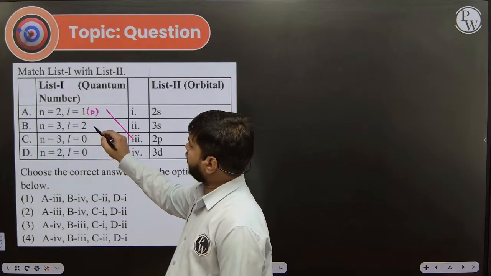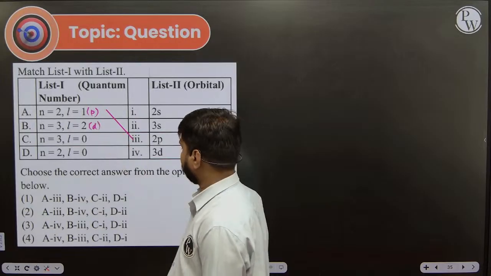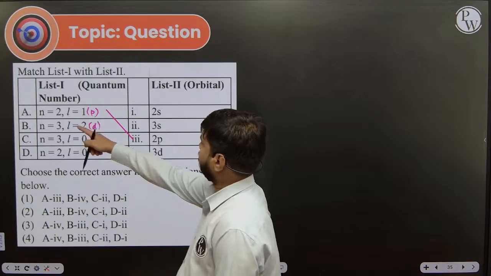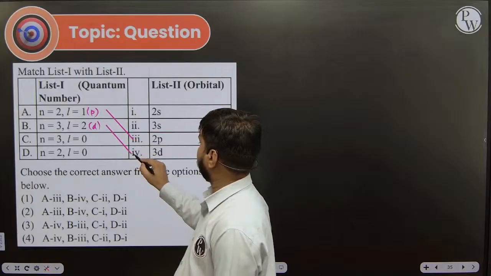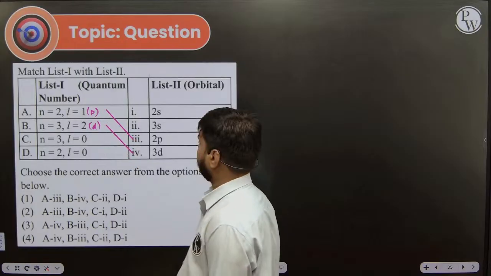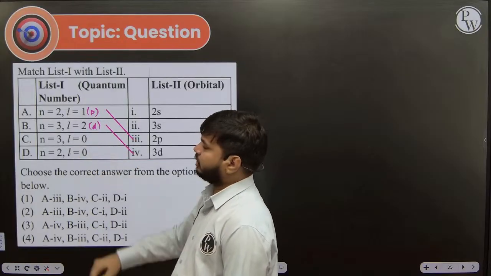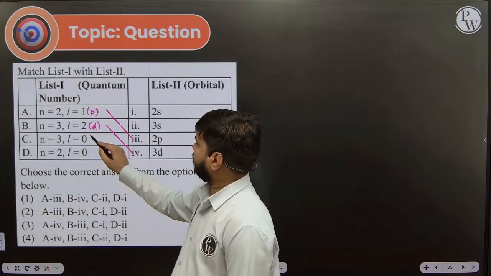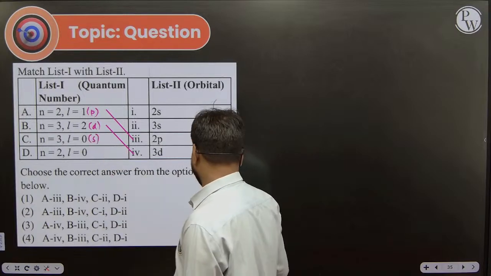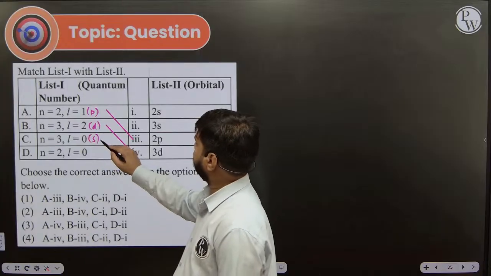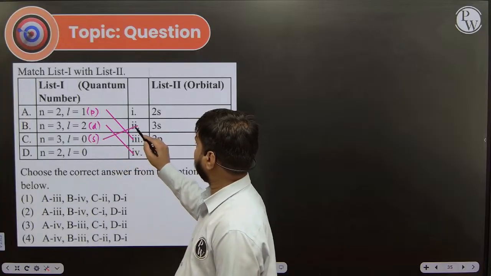n is equal to 3, l is equal to 2. l is equal to 2 means d. So 3d, it is representing 3d. Next, n is equal to 3, l is equal to 0. So l is equal to 0 means s. So 3s. 3s is the second option.